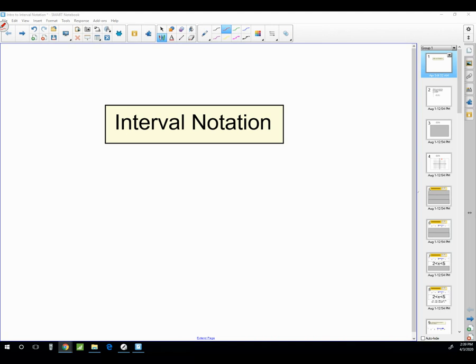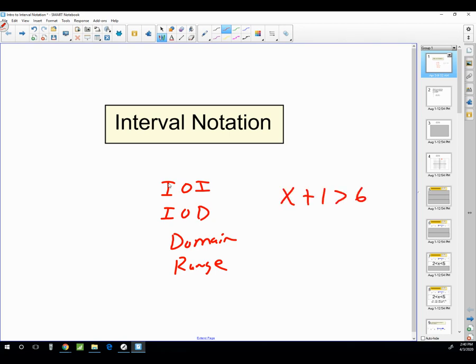Interval notation is something that we're going to need to be able to write the interval of increase, the interval of decrease, the domain, the range of functions. And if we were to solve something like this, we would answer that in interval notation. All right, so let's get to it.